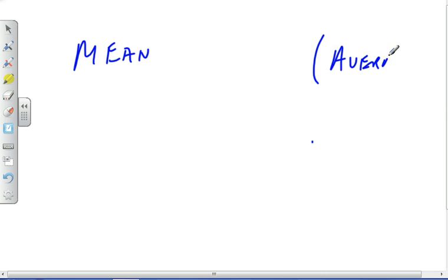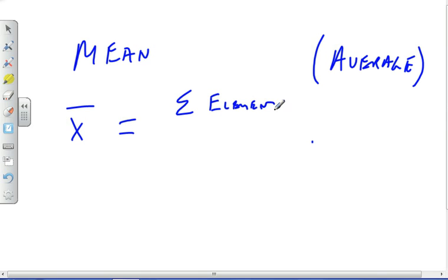All right, so the first thing we have is a mean. And some people would use the word average. And the mean, we use an X bar for the mean. So if you look in your calculator, there's a key that has an X bar on it. That means the mean. And we're going to take the summation of the elements, and we're going to divide that by the number of the elements.